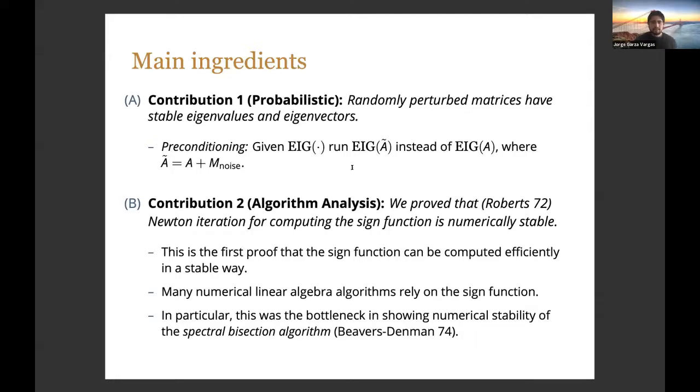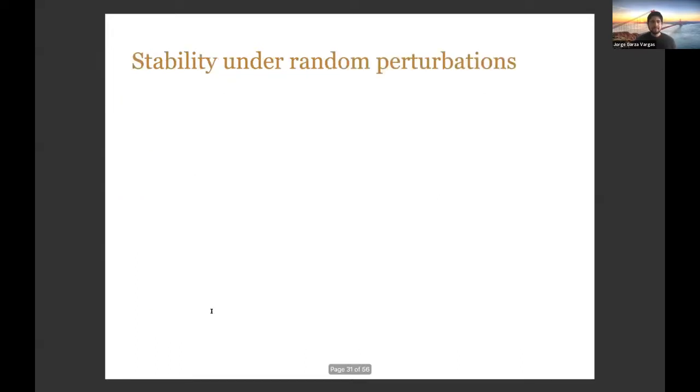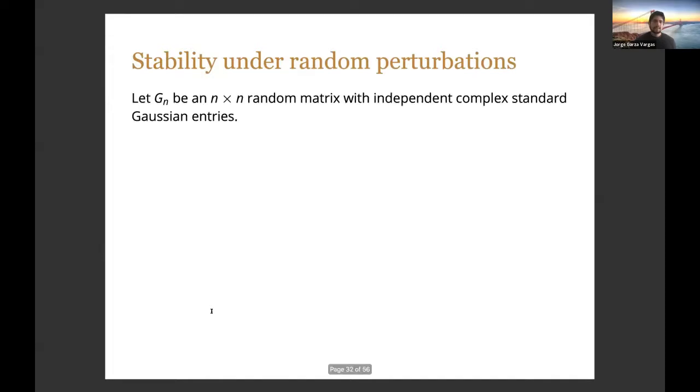Okay, so for the last part of the talk, I'll give you a bit of detail on both contribution 1 and contribution 2. First, about this random matrix fact, let me be more precise. Take an n by n random matrix where the entries are independent, complex, standard Gaussian random variables. You can think of A as the matrix you're going to diagonalize.